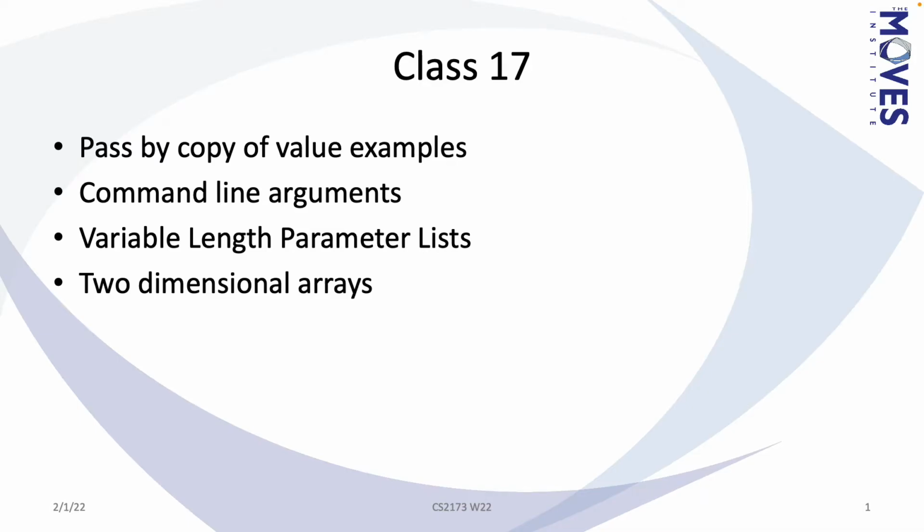I've been talking about this pass by copy of value, and I have some examples to show you what that's about and what it can and can't do. There's a little gotcha that I'm going to try to point out. Talk about command line arguments. We've already touched on that. I'm going to look at that again. And then talk about variable length parameter lists.